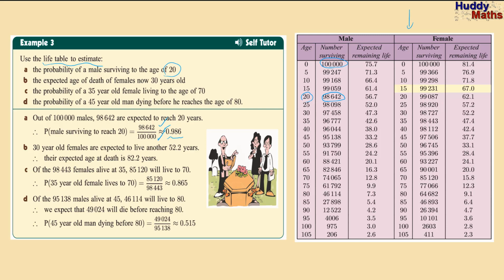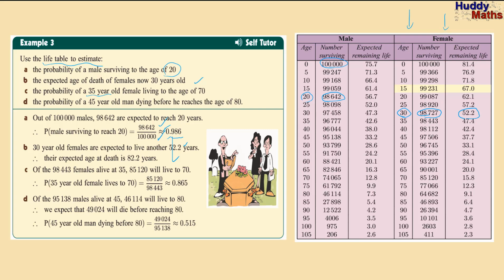So it's approximately, that sign, 0.986. What about the expected age of death of females now 30? Let's go across to the females and down to 30. Here's how many are still alive out of 100,000. We're not asked that though. We're asked how long do we expect them to live if they are now 30. So let's look. This is expected remaining life, 52.2 years. So here we will add that. So 30 plus 52.2 is 82.2.